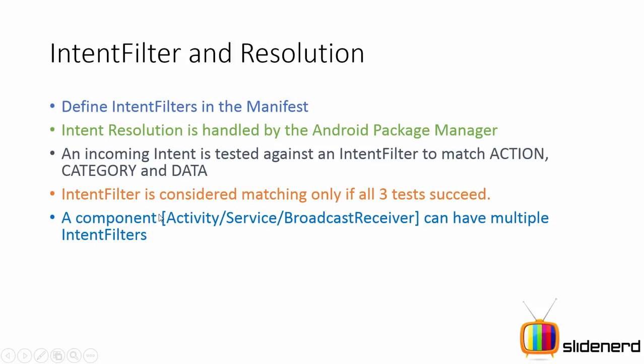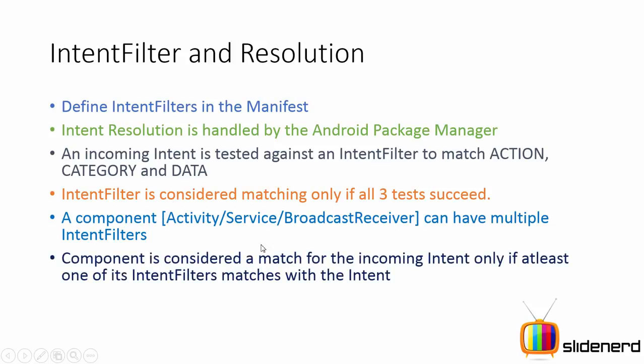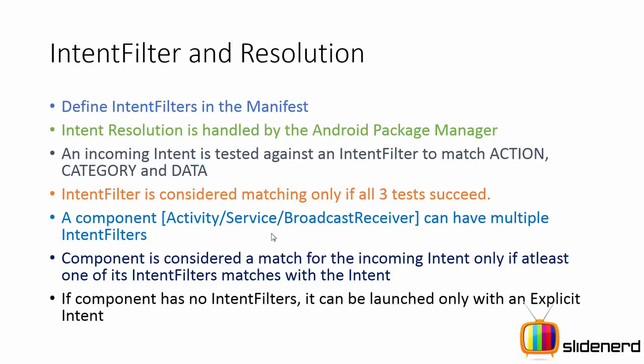Now a component can have multiple intent filters. When it has multiple intent filters, at least one of them should match with the incoming intent. And if there are no intent filters defined, then basically there is no question about implicit intents anymore. It's basically an explicit intent. So you have to know the name of that class, that is the activity or service or a broadcast receiver, and directly call it.